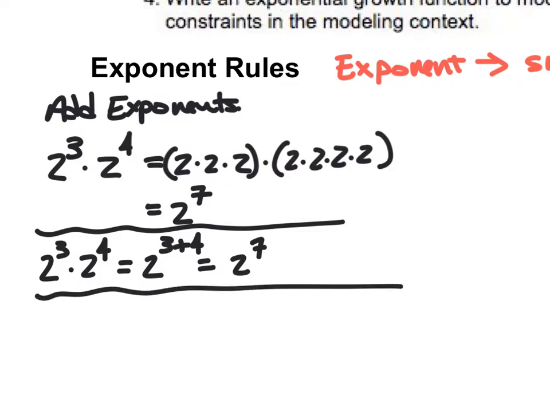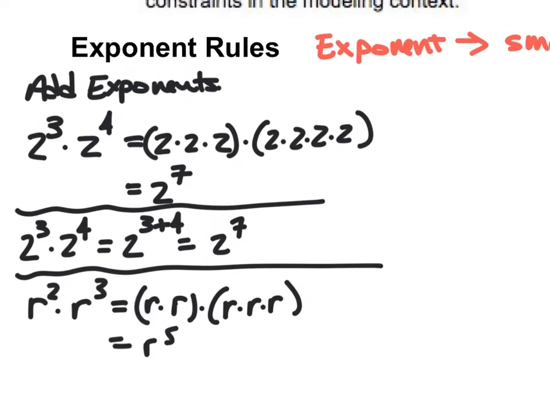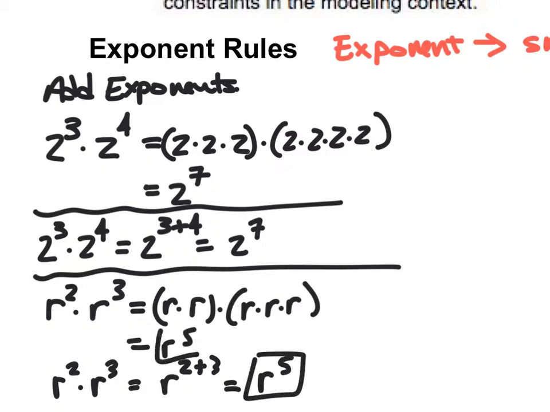Let's look at an example with variables, like r squared times r to the third power. That would give you r times r, so you have 2 of them, times r times r times r, 3 of them, which means you'd have a total of r to the fifth. So if you don't have numbers, you could do the same thing with variables. If you have r squared times r cubed, that's going to give you r to the 2 plus 3 power, which just gives you r to the fifth. So you get the same thing there.